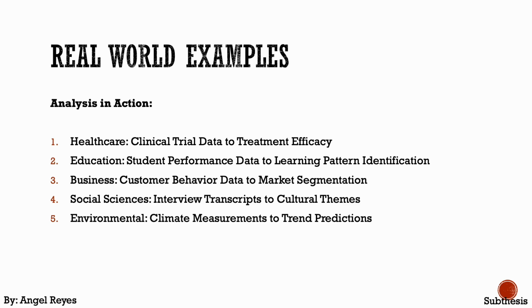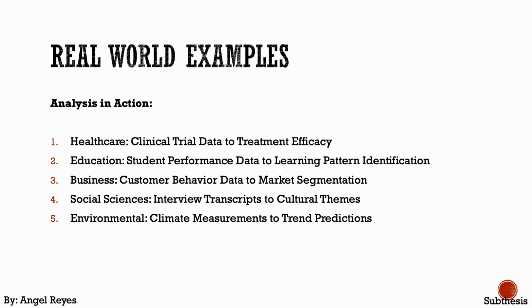Environmental scientists analyze climate measurements to identify trends and make predictions. They describe current conditions, identify relationships between variables like CO2 and temperature, assess causal mechanisms through modeling, and predict future scenarios. What's crucial to understand is that these aren't isolated examples.